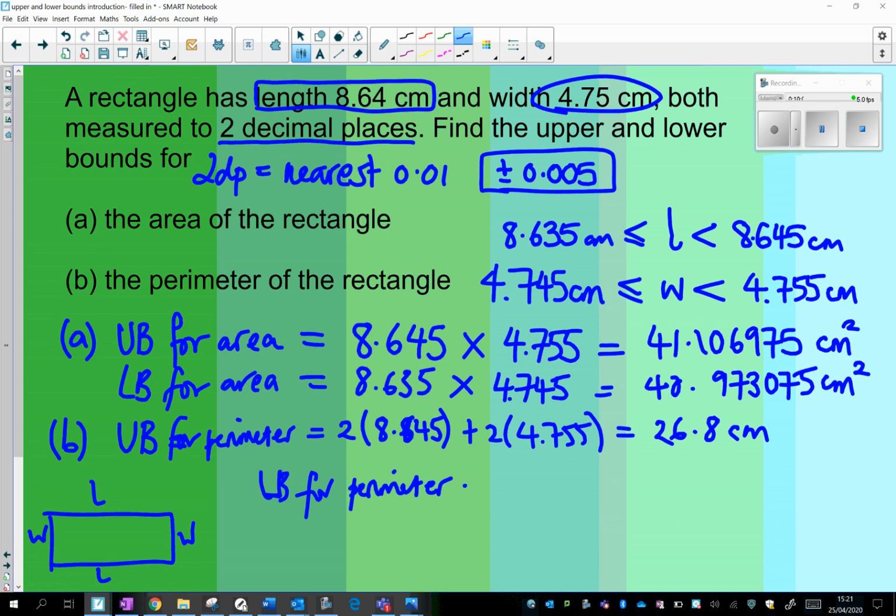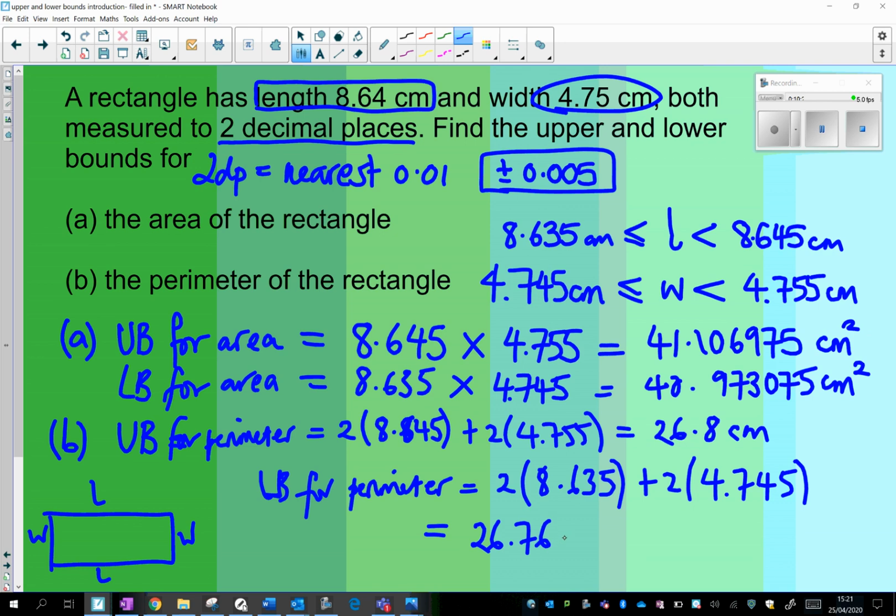Now, if you want the lower bound for the perimeter, you're going to have two lots of the smallest length. Well, that's 8.635 plus two lots of the smallest width. Well, that's 4.745. And if you work that out on your calculator, it comes out as 26.76 centimeters.